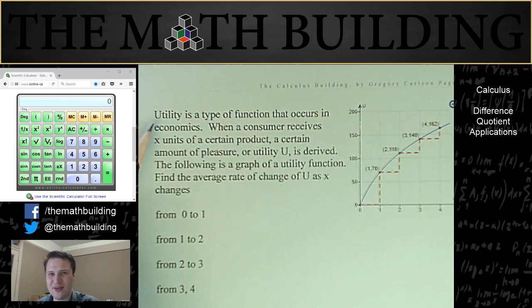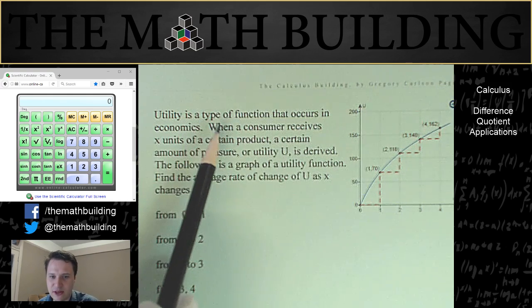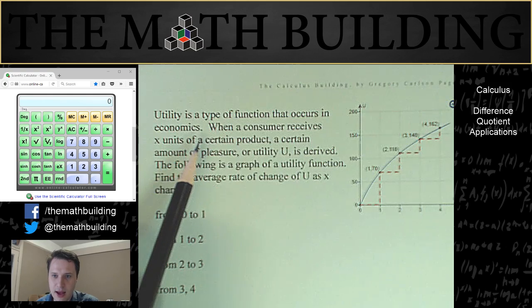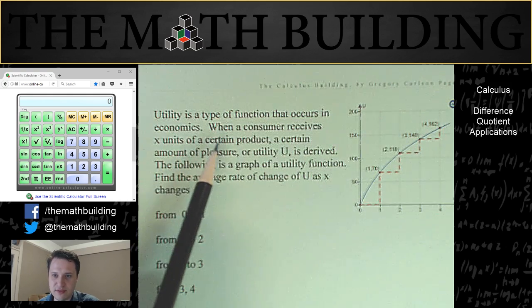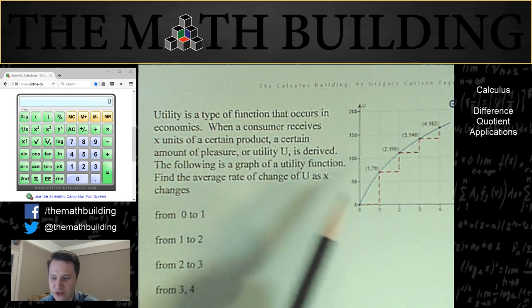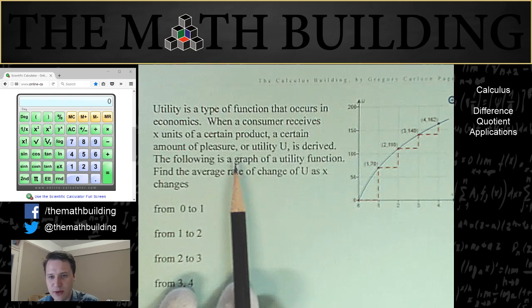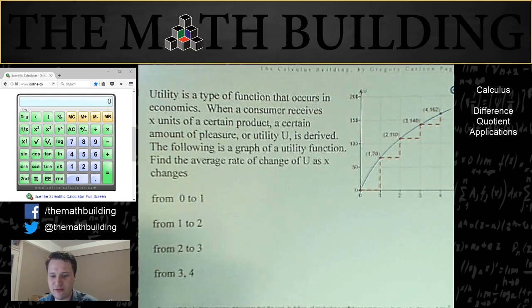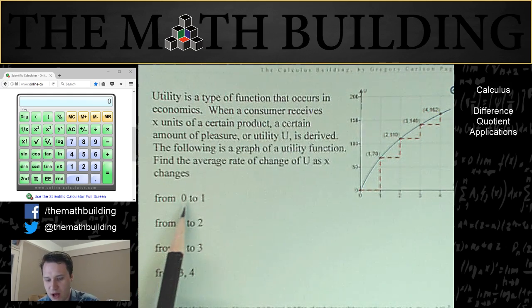Utility is when you buy a product, it's the amount of happiness, the net happiness you get for buying that product. Utility is a type of function that occurs in economics. When a consumer receives x units of a certain product, a certain amount of pleasure or happiness is derived. Here's the graph of the utility function, and they want to find the average rate of change of utility.